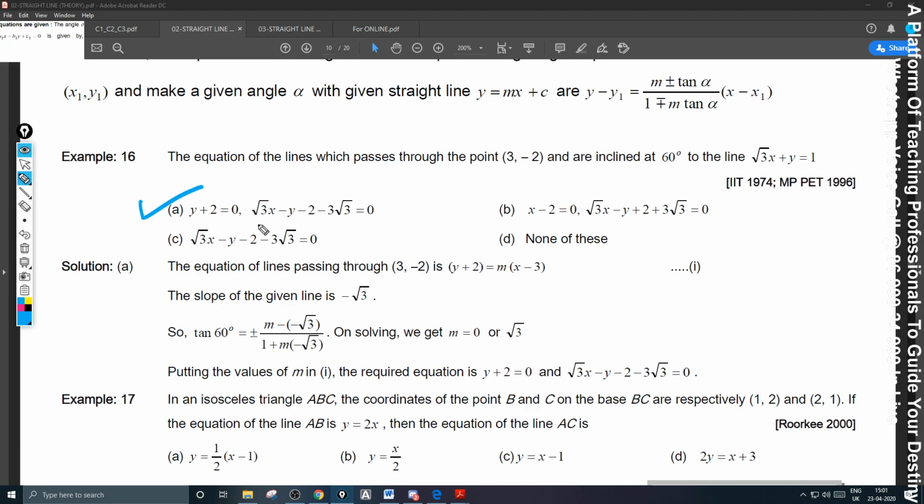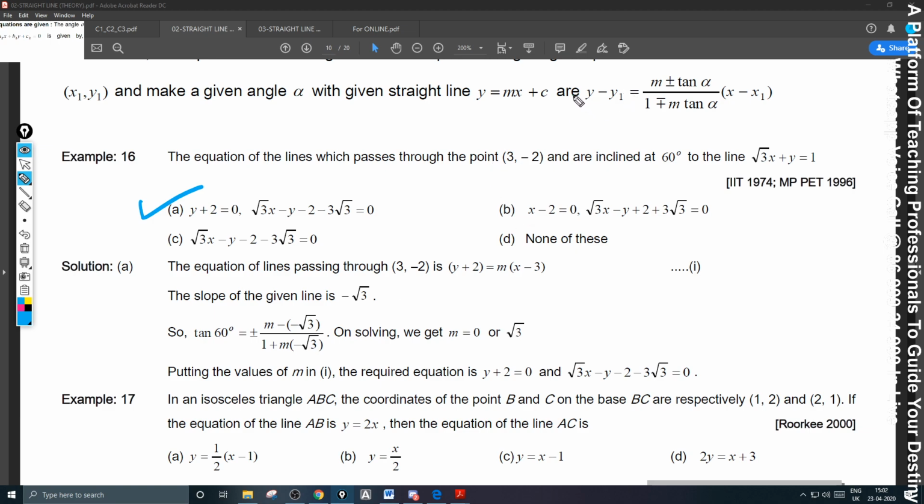Don't worry. If you want to review the problem, just rewind the video and see, because the time is less for us. We have to cover more concepts. I'm not repeating that. So y + 2 = 0, and root 3x - y - 2 - 3 root 3 = 0.